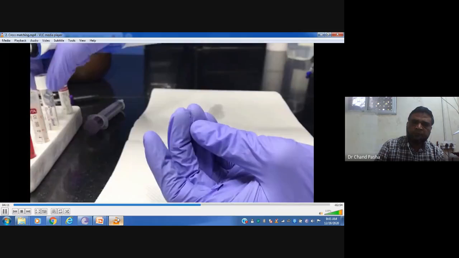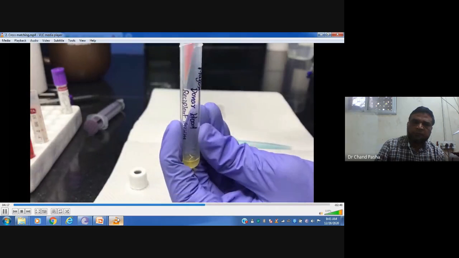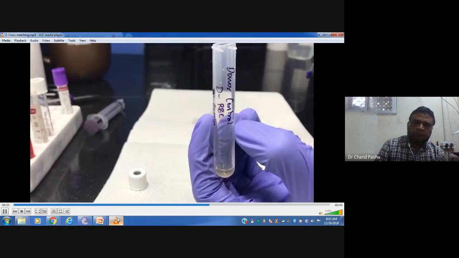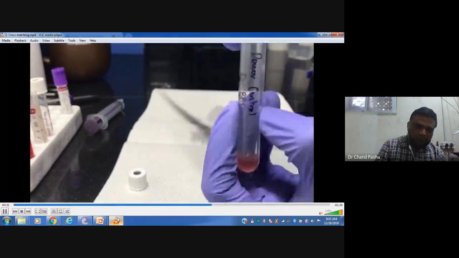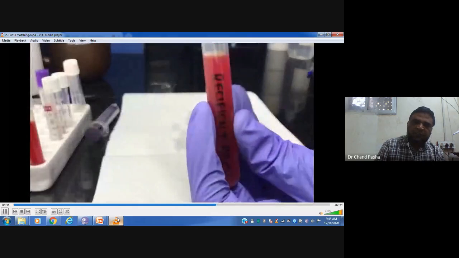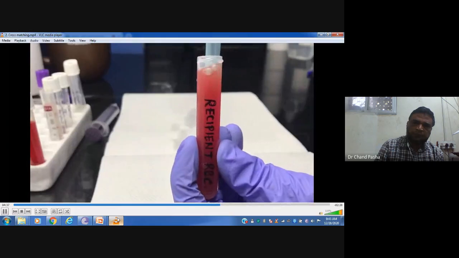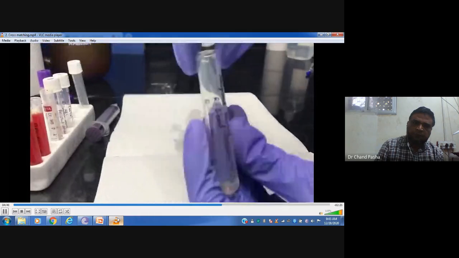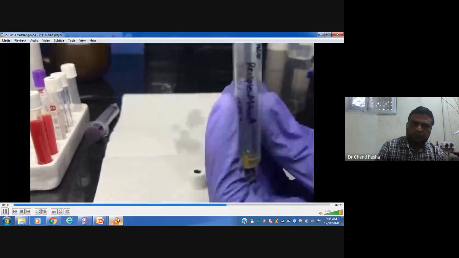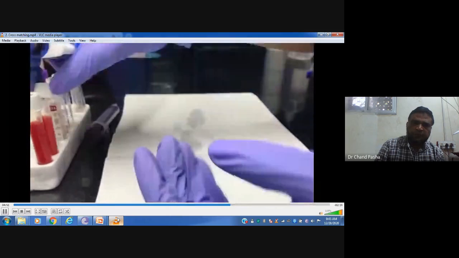Take donor RBC, pipette out 200 microliters and add it to the major test tube. Add the same to the donor control. See, one person's donor blood is reacted with the serum of the recipient. Similarly, vice versa, pipette out 200 microliters of recipient blood and transfer it into the minor test tube and recipient control tubes. This is recipient blood and donor serum.